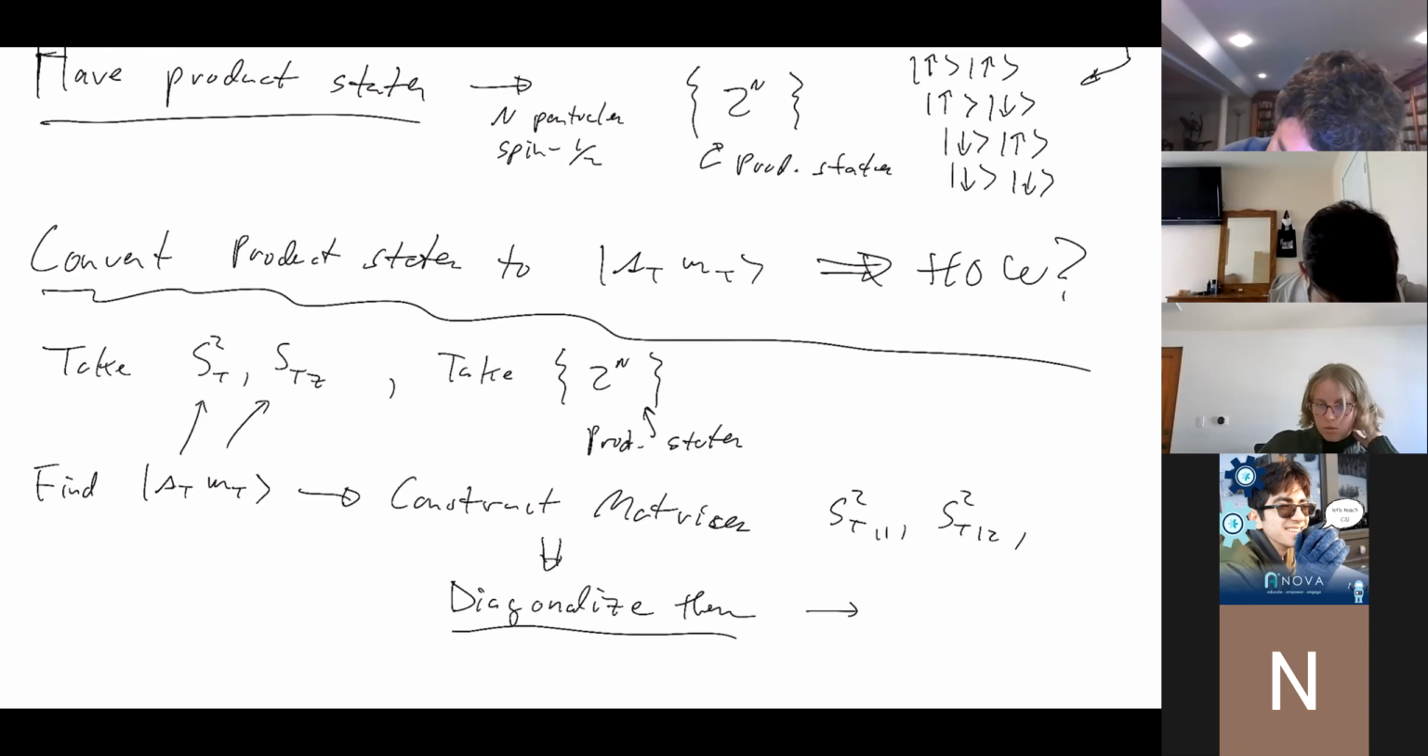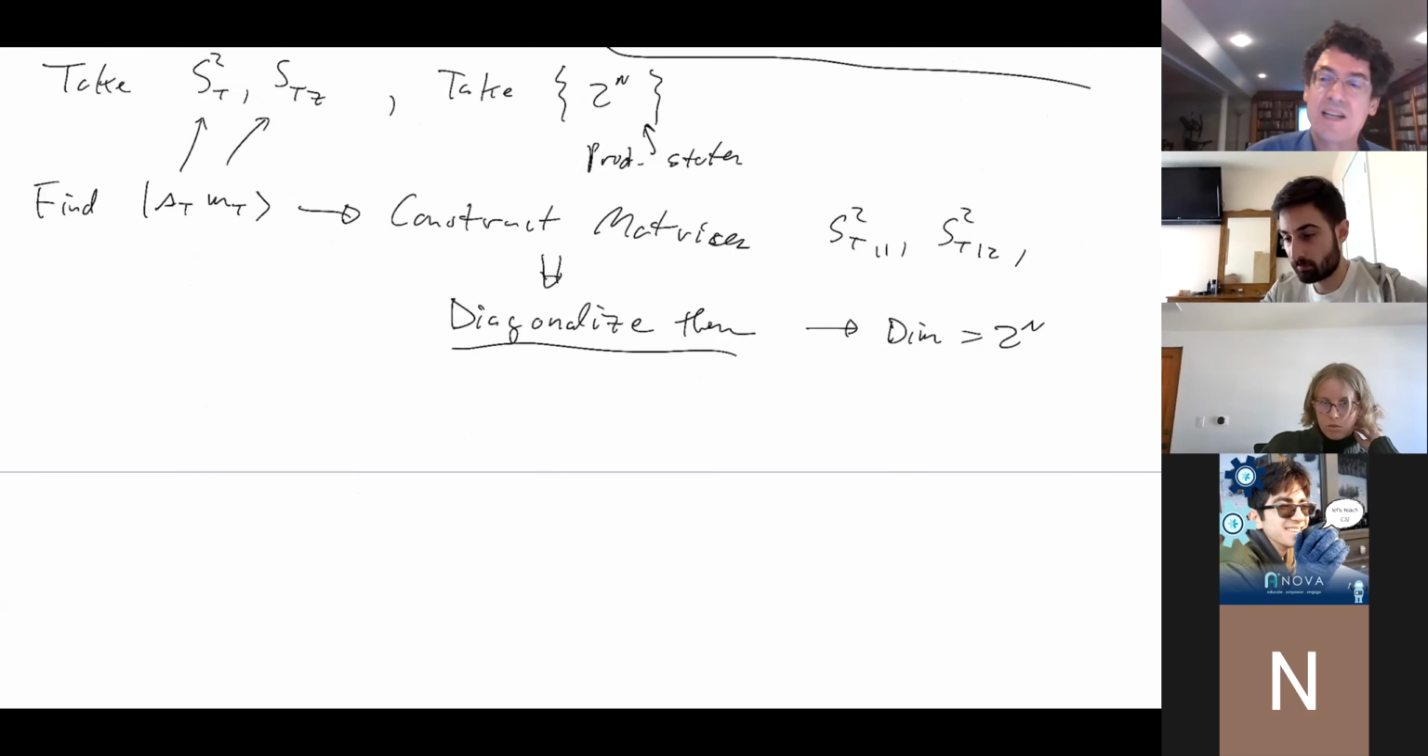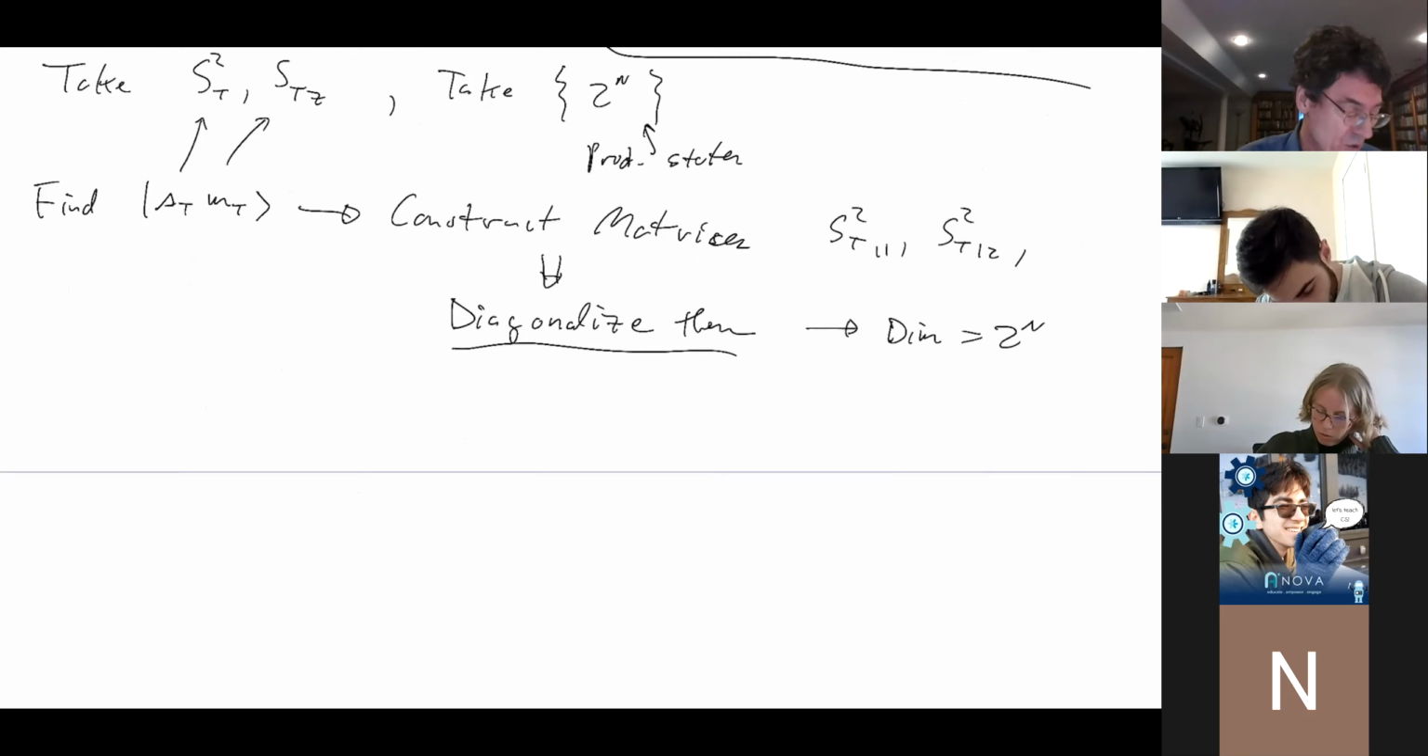But the point is that the dimensionality of that matrix is 2 to the n. So it's quite tedious. Diagonalizing them is quite tedious and it's hard. And nobody wants to do it. Nobody likes diagonalizing matrices. Everybody hates doing that. But that's the right way to do it.